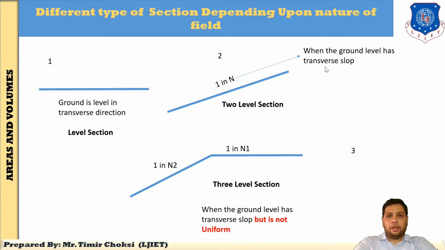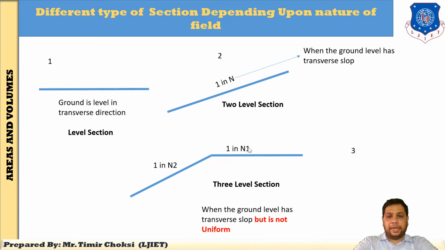Second example, you have seen in photographs of Dubai, the desert safari. It is called a transverse slope, meaning the ground level has a transverse slope, but it is uniform. But some ground has developed where the ground level has a transverse slope that is not uniform. Here, for some distance it is uniform, but then the slope changes, then changes again.